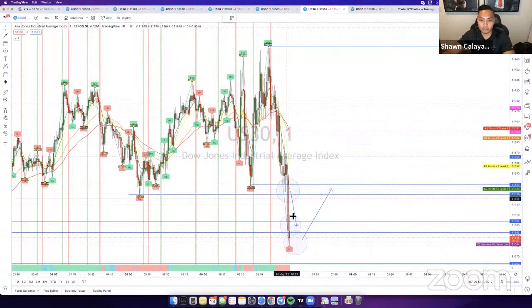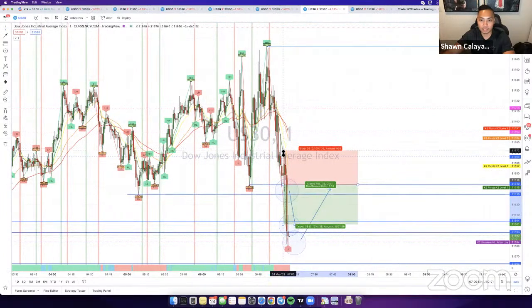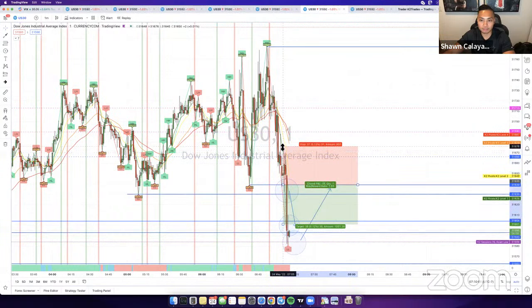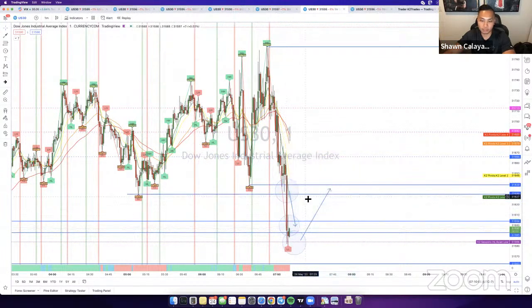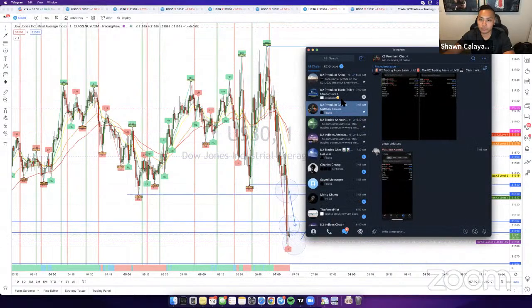Especially if you took it from right here and used maybe a 300 pip stop loss. Actually, that'd be too tight. That'd be more like a 500 pip stop loss. But either way, it played out exactly as we anticipated. So more profits over here.